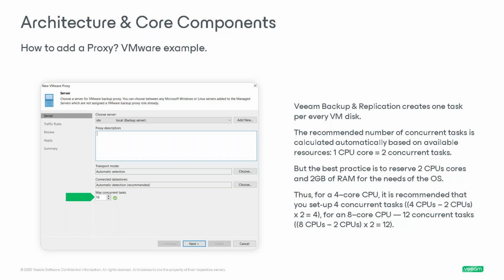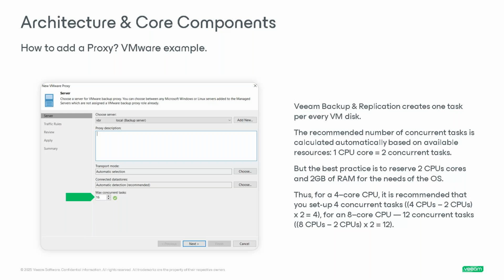So if it is the Veeam server itself, even more so, but really in any case, we would recommend leaving 2 cores overhead and 2 gigabytes of RAM for the needs of the OS beyond just the Veeam role. That is especially true if it is also doing other roles as well.